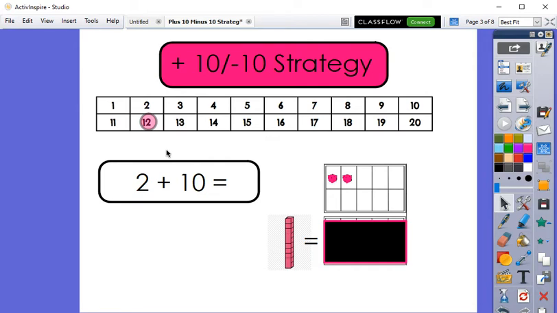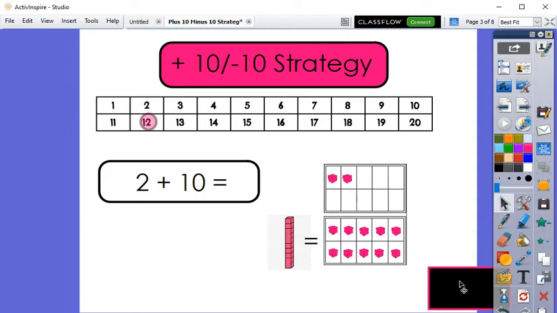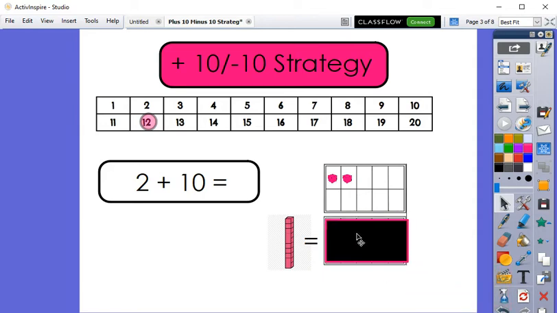And that the tens place changed. I went from having no digit in the tens place in the number 2 to having a 1 digit in the tens place in the number 12. I can also represent this on a double tens frame. 2 plus 10 more makes 12.